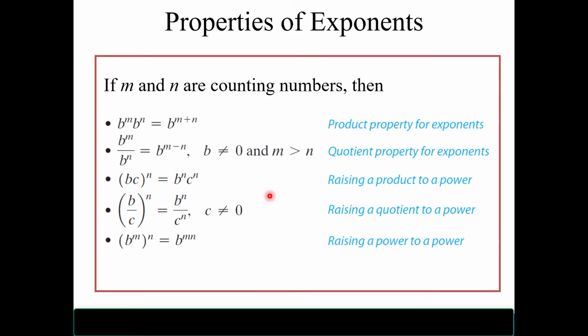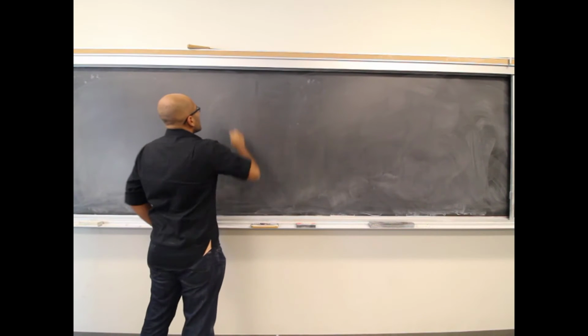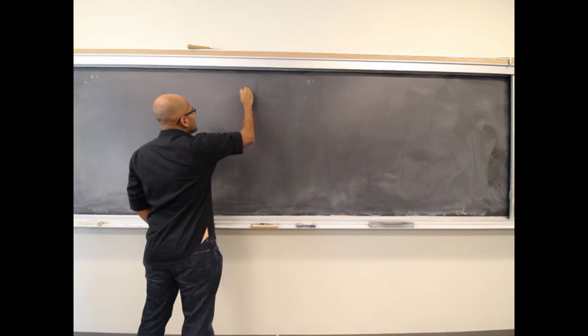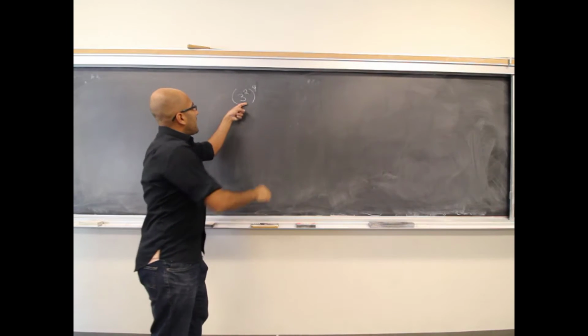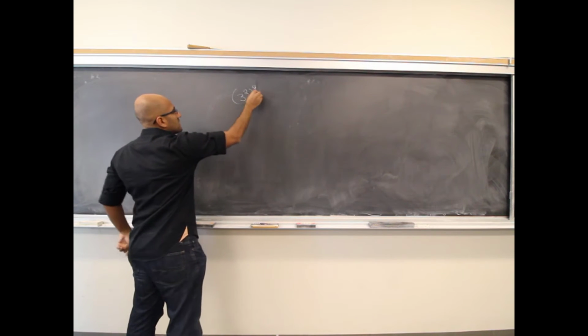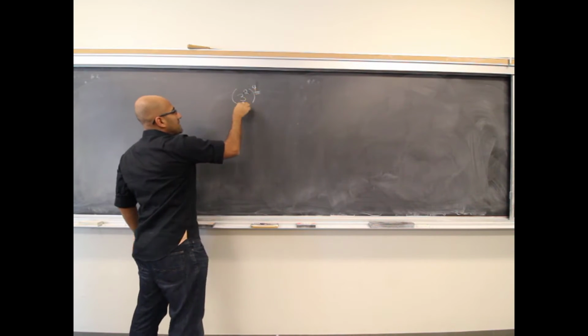Okay, we're down to the last property we want to look at: b to the m raised to the nth power. This one looks an awful lot like the first one, but just a little bit different. So, for example, if I had 3 to the 2nd power raised to the 4th power, by definition, this means that there will be 4 copies of this.